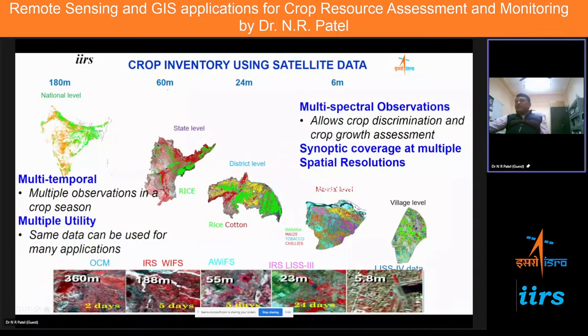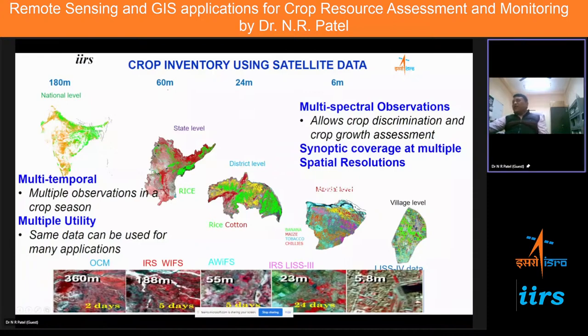At the district level, you can use these three kinds of satellite resolution, 24-meter, with a 24-day repeat also. Here you can get many classifications, which will improve for rice, cotton, two or three crops. At the Mandal level, meaning block level, you can go further to many crops with a higher resolution of 6 meters. Even further, you can use things like RapidEye and WorldView.